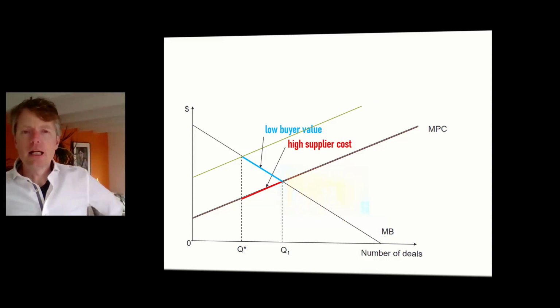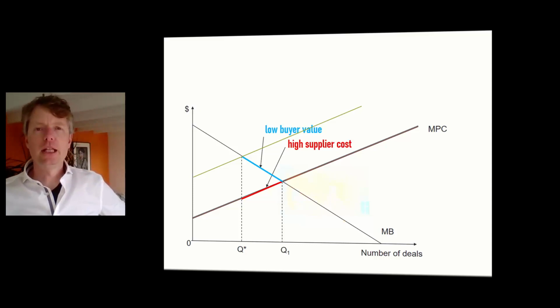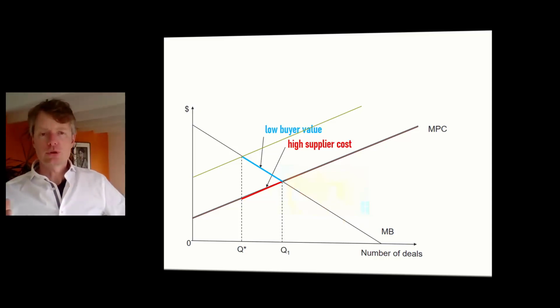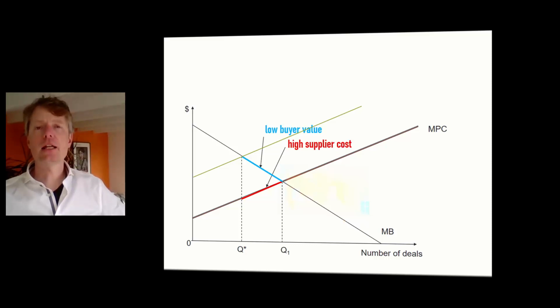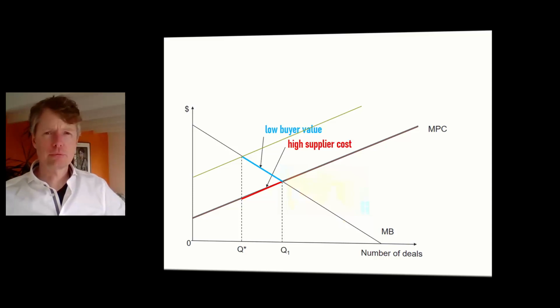And then we have a lot of deals being made that add more harm than benefit to society. And which deals are those? Well, those beyond Q star. Q star is where the marginal social costs are equal to the marginal benefits, and those are deals with low buyer value and high supplier costs. So it would be ideal if we get rid of those deals. We are not going to get rid of those deals by way of a private solution, right? Because that's what we just concluded.